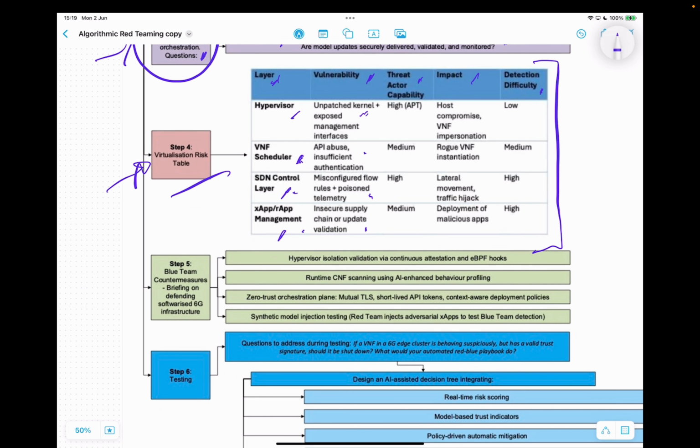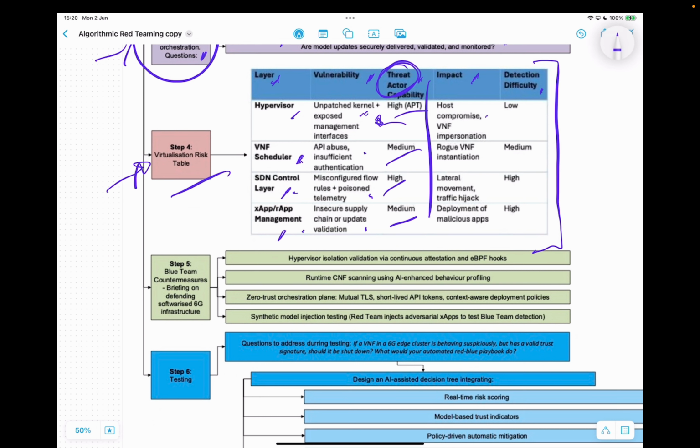Then you need to assess the threat actor capability. Who is the threat actor? Is it high, medium, or low? So if the actor doesn't have the capability to influence that, then it's less concerning. But if the actor has a high capability to exploit those vulnerabilities, then you have a problem. And if you do have a problem, what is the impact from that problem?